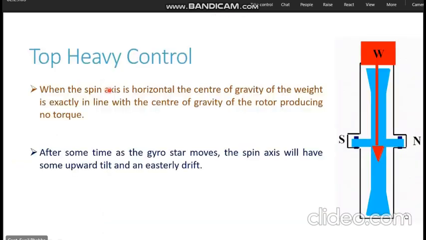The spin axis is horizontal. The center of gravity of the attached weight is exactly in line with the center of gravity of the rotor, thus producing no torque at all. However, we know that our spin axis follows the gyrostar, and as time passes, the gyrostar is going to move, and as the gyrostar moves, the spin axis is going to follow it, and soon it will have some upward tilt and an easterly drift.